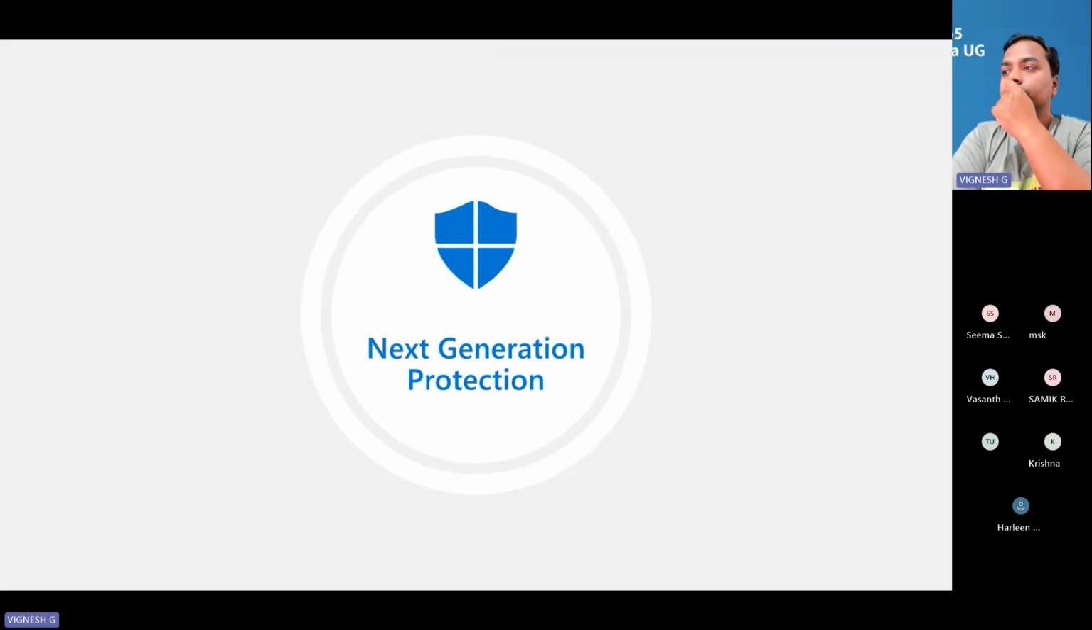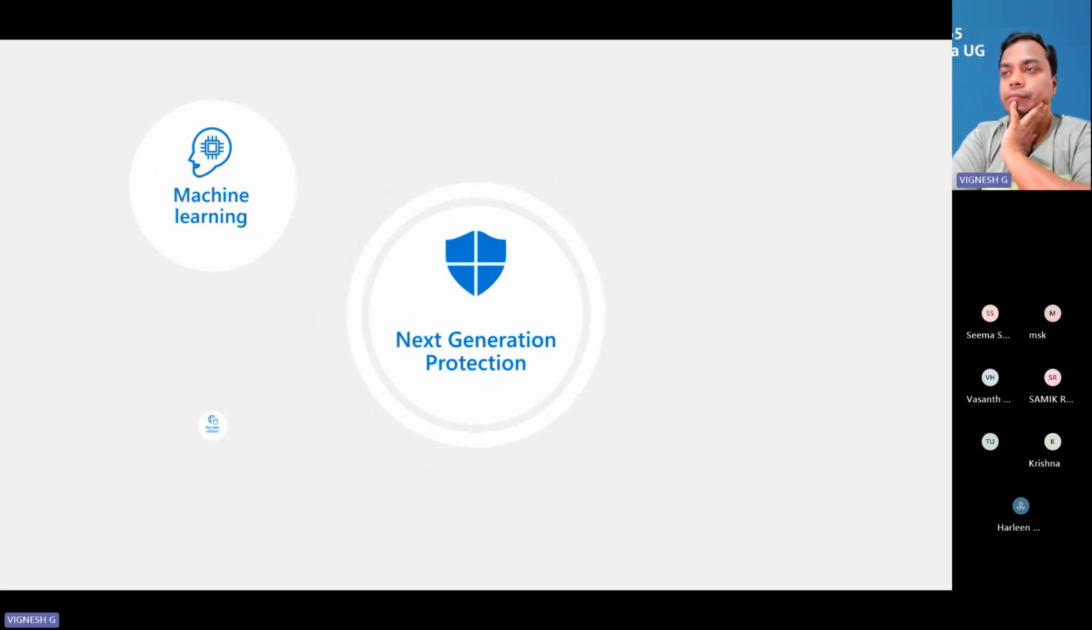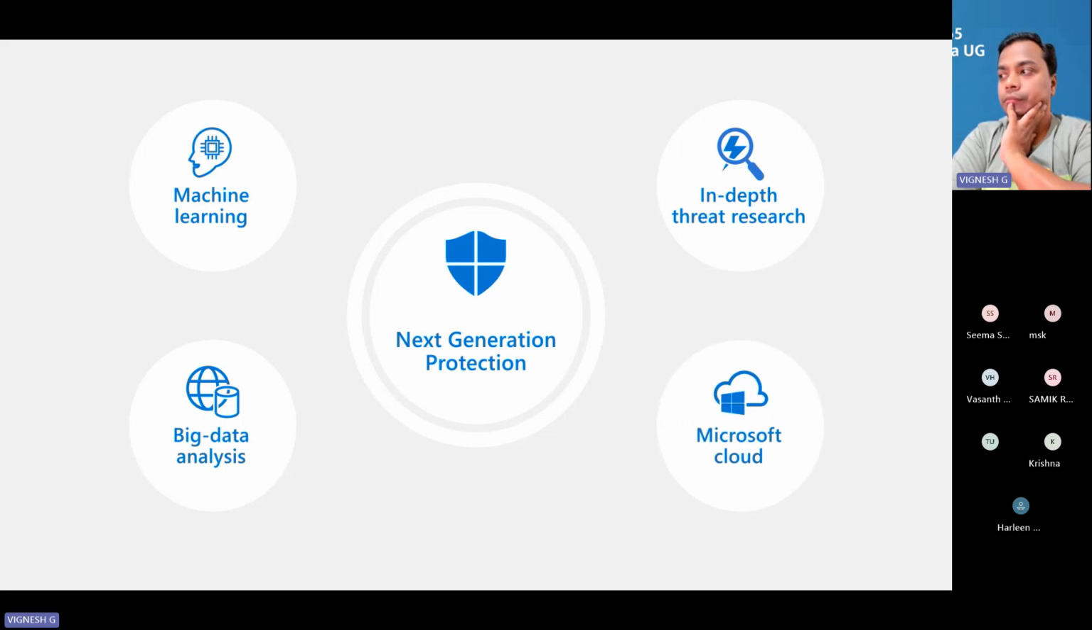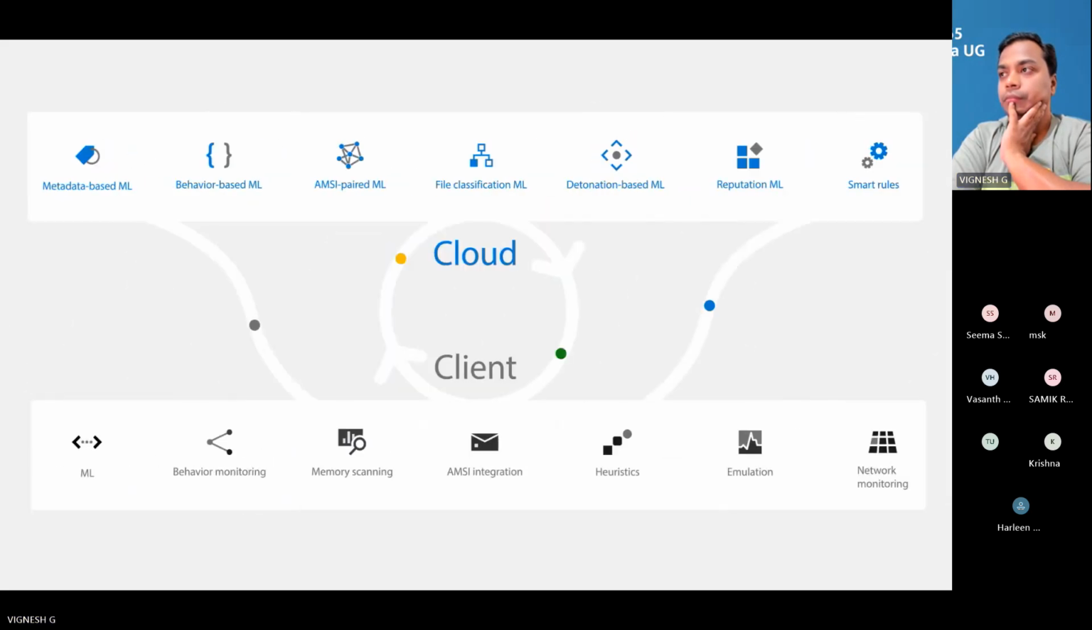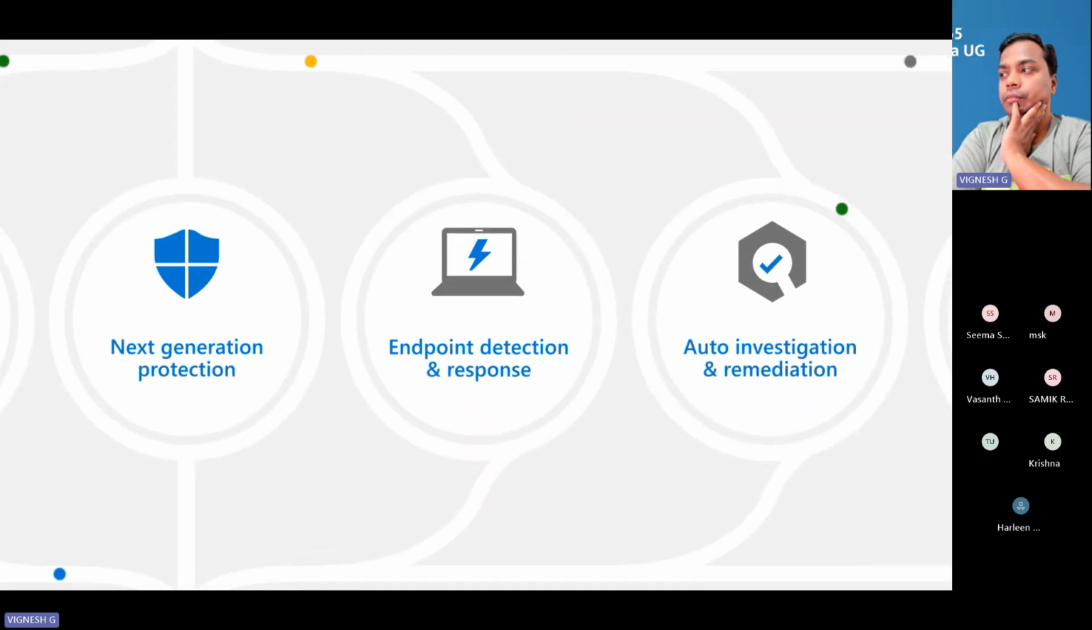Microsoft Defender Antivirus is the Defender for Endpoint next generation protection component that combines machine learning, big data analysis, in-depth threat research, and the Microsoft Cloud infrastructure to protect devices. It uses behavior monitoring, heuristics, and real-time threat protection to detect and block malicious file or fileless threats. Through the power of cloud, it detects and blocks new and emerging threats almost instantly. Next up, endpoint detection and response for finding threats that want to stay hidden.